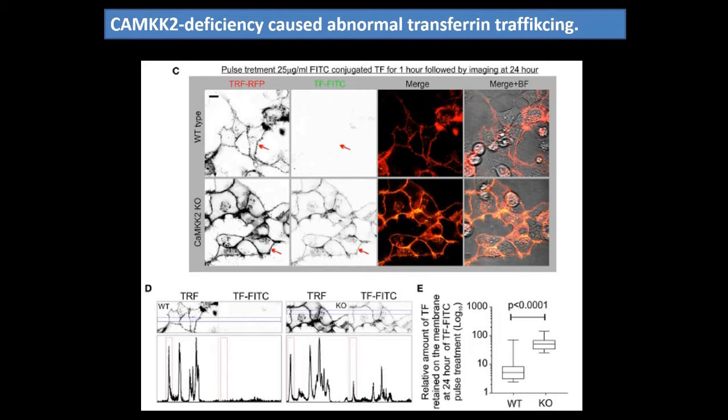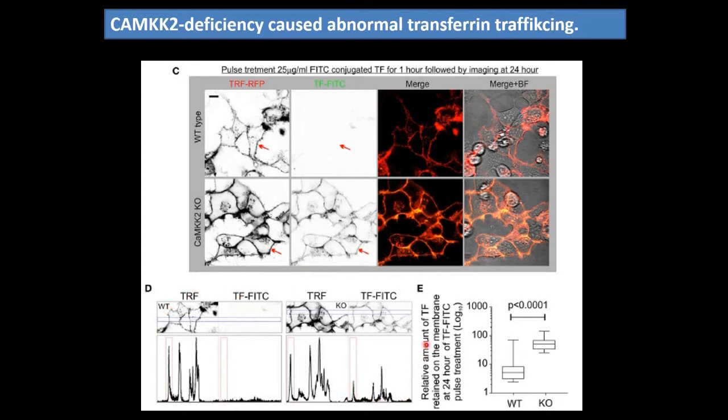Next, it was found that CAMKK2 deficiency caused abnormal transferrin trafficking. In a live cell imaging-based experiment, fluorescent conjugated transferrin uptake was measured using CAMKK2 knockout HEK293 cells. The HEK293 CAMKK2 knockout cells were generated by CRISPR-Cas9 technology. CAMKK2 knockout and wild-type HEK293 cells were transfected with RFP conjugated transferrin receptor protein and then treated with FITC conjugated transferrin. The cells were live imaged at different time intervals using a confocal microscope, and the membrane-bound transferrin was quantified.